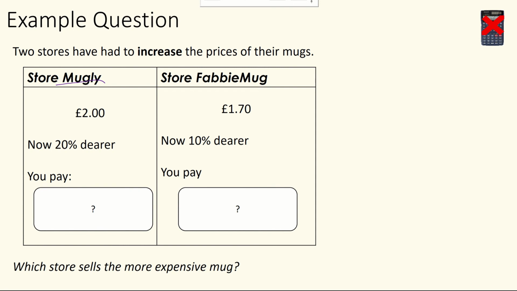So Store Mugly. Their mugs were £2, but now they are 20% dearer. So note that I've put the word increase here. And then there's Store Fabimug. Their mugs are £1.70, and now they're 10% dearer. Which store sells the more expensive mug? Sorry. So pause the video and have a go.